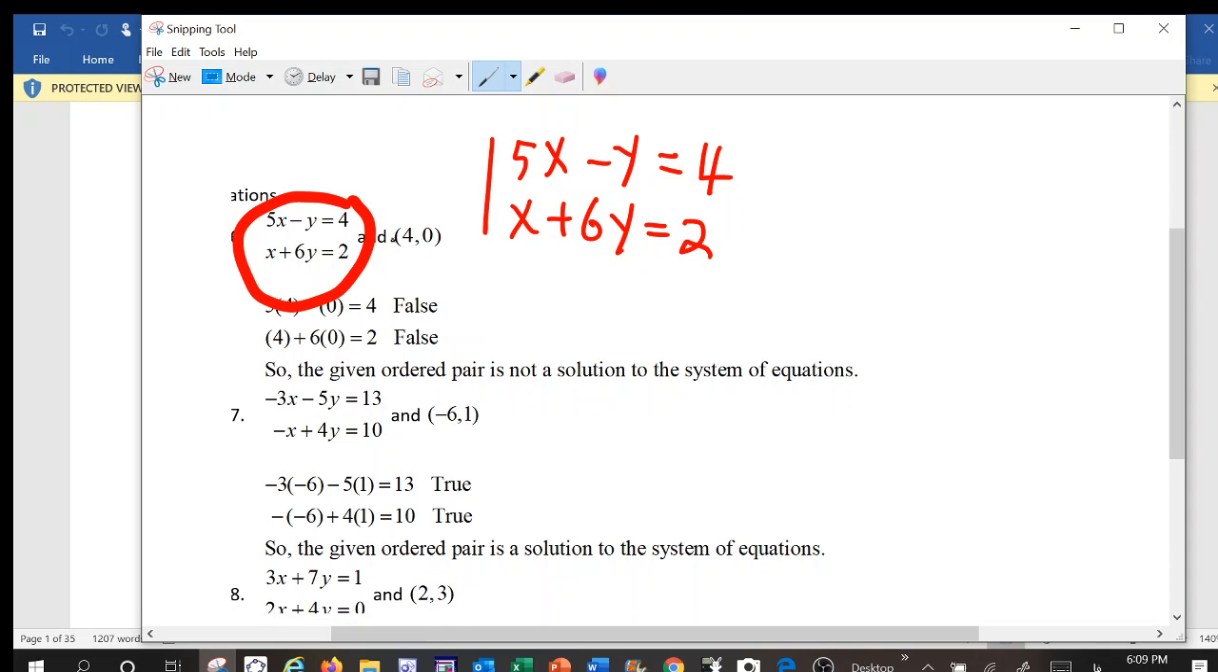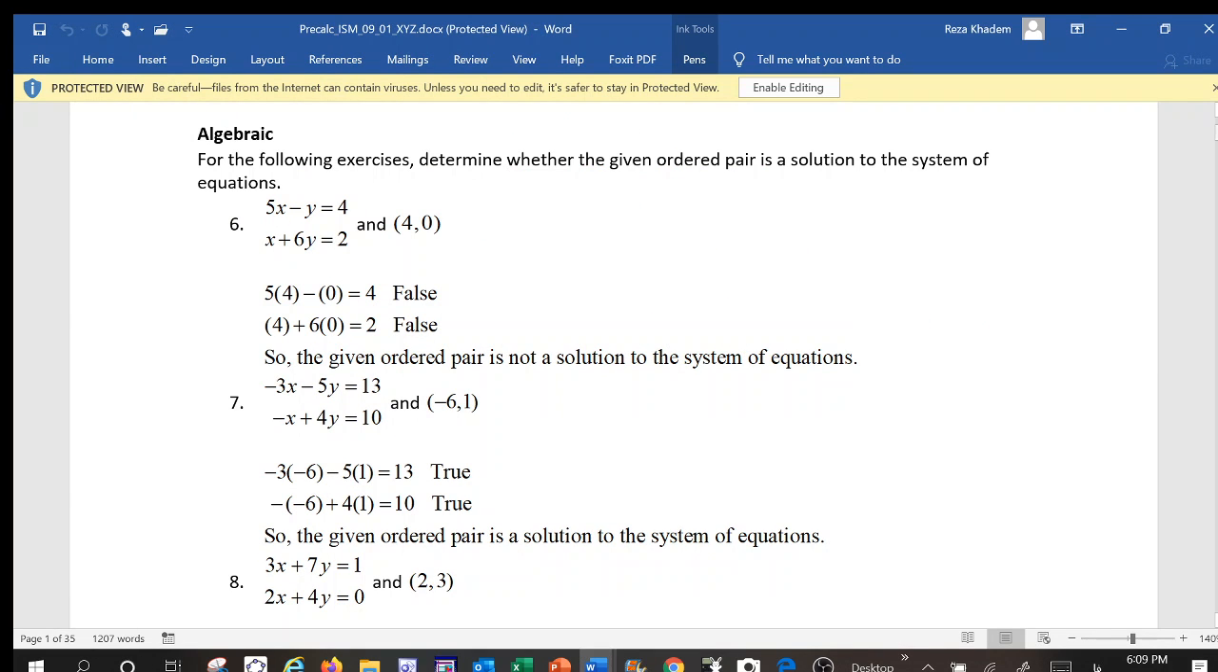Now, the question is, is this a solution for that? For that to be a solution, it has to work for both of these. So if I put 4 for x here and 0 for y, what's 5 times 4? 20 minus 0. That doesn't give me 4, right? So it's not true, and that's good enough. I don't have to check the second one. If it doesn't work for one of them, I say no. The answer is no. And you can do another one, and that's pretty easy. So that's how you do these problems.